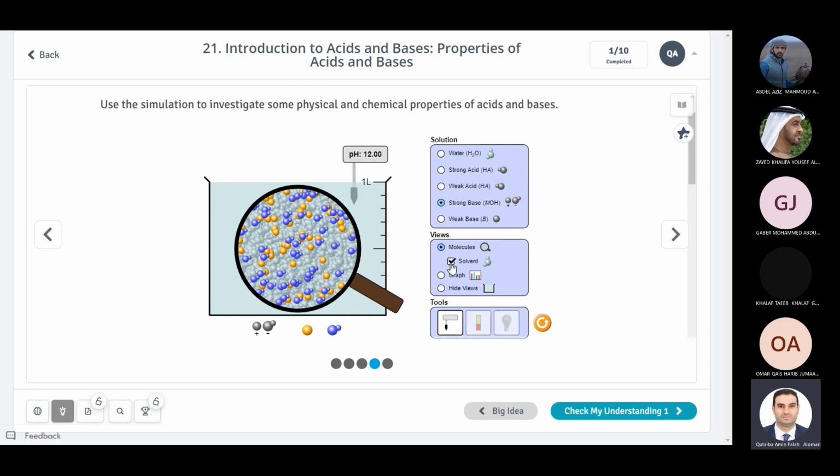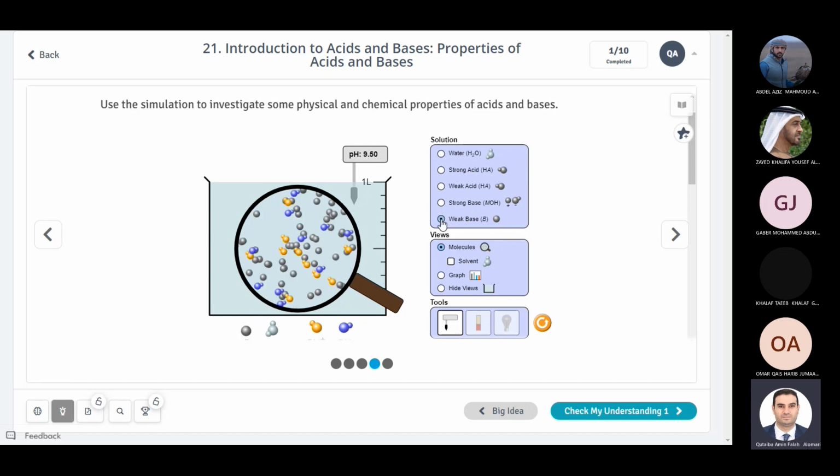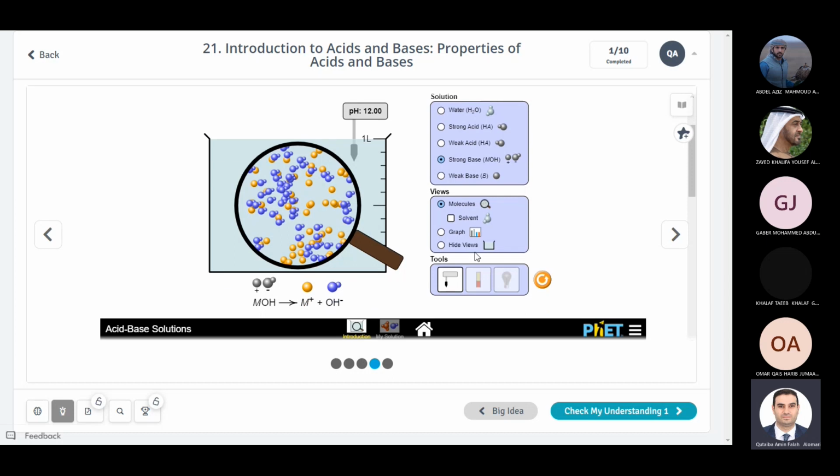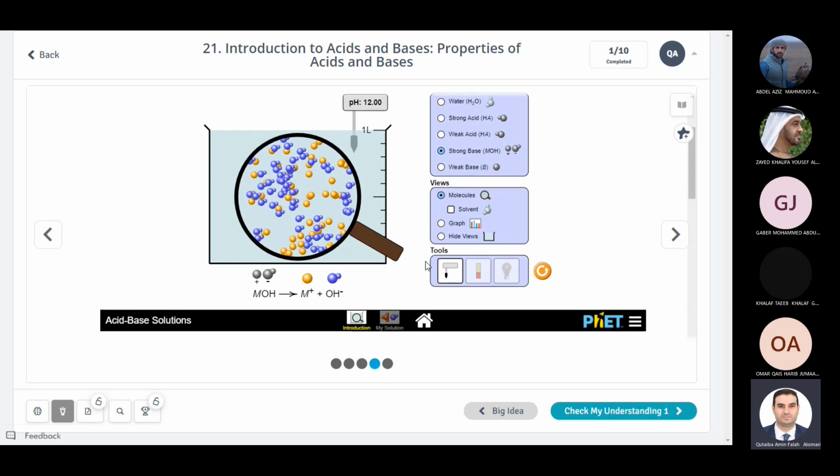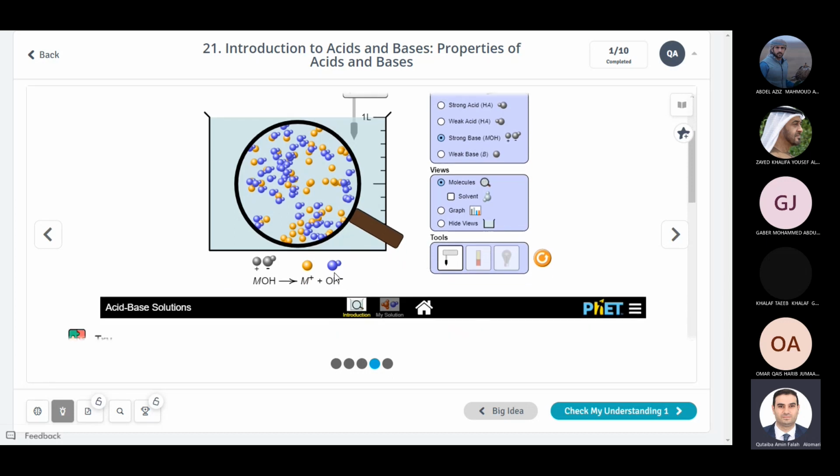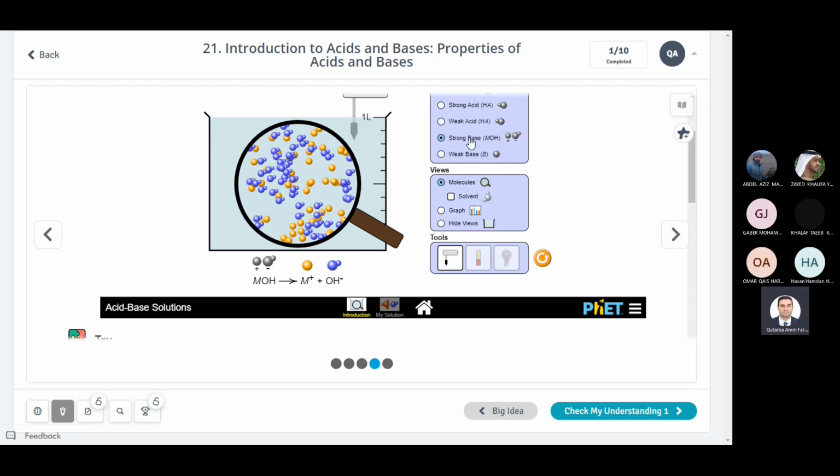We can just see molecules without solvent, which is good for you to understand the concept of acid and base. The main concept here is looking at physical and chemical properties. It's mainly about the pH scale. OH negative is more than the positively charged ions. The OH negative is more, which means you have a base.